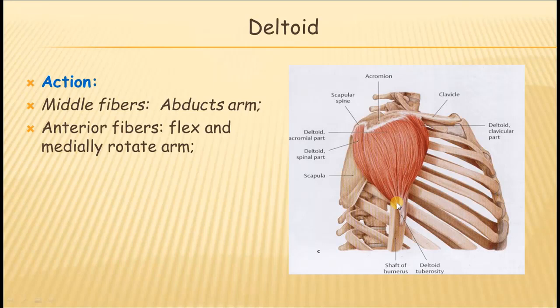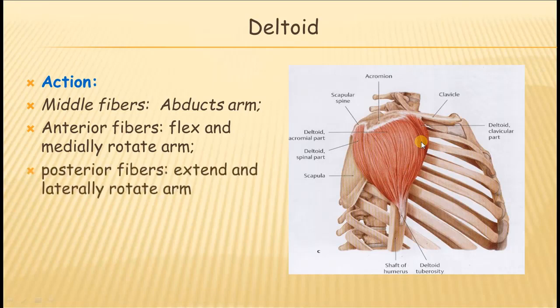Apart from that, the anterior fibers are involved in the flexion of the arm and medial rotation of the arm. So they flex and medially rotate. Anterior fibers can also adduct the arm. The posterior fibers you see here, which are actually arising from the scapula, the spine of the scapula, are extensors of the arm and lateral rotators of the arm.